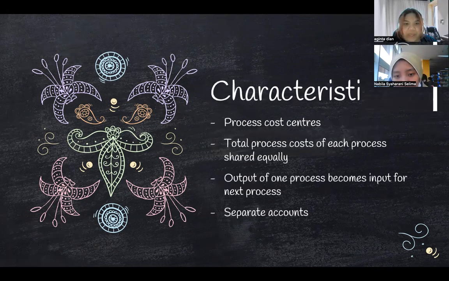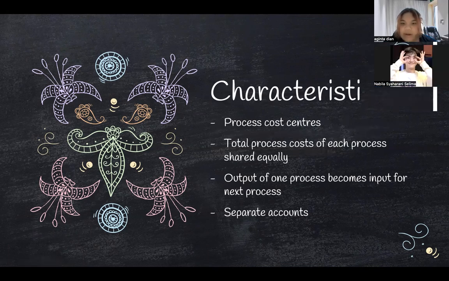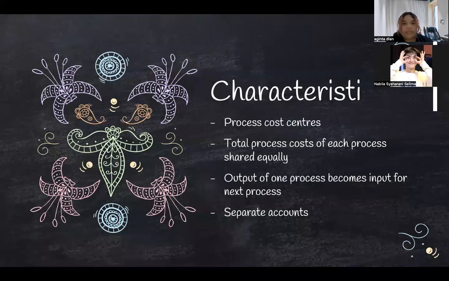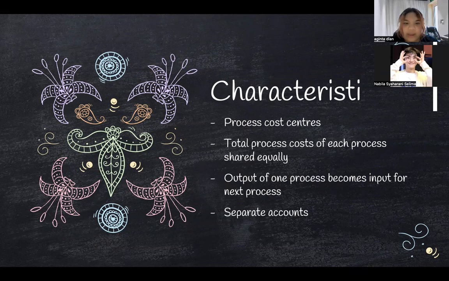Next is characteristics. The characteristic of process costing is that process cost centers are set up where all direct and indirect costs incurred during the period are charged to each process so that the total process cost for each is obtained. Next, total process costs of each process are then shared equally among all the cost units produced in that process. Next, output of one process becomes the raw material or input for the next process. And the last one is separate accounts that are kept for each process.